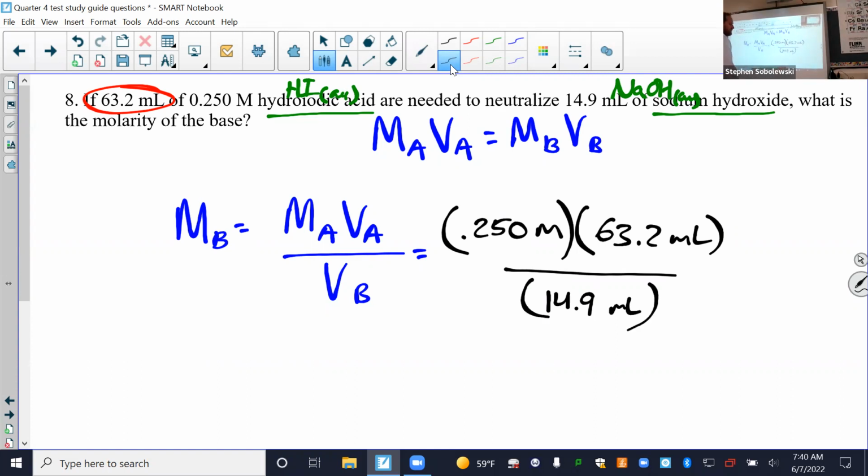Okay. Let's solve. I'm expecting my answer to be a very high molarity because you needed a lot of that acid to neutralize a little bit of that base. So the base is probably about maybe 4.5 times more concentrated. 0.250 times 63.2 over 14.9 gives me 1.06. Yeah, and that makes sense because you needed a lot more of the acid to neutralize a lot less of the base.